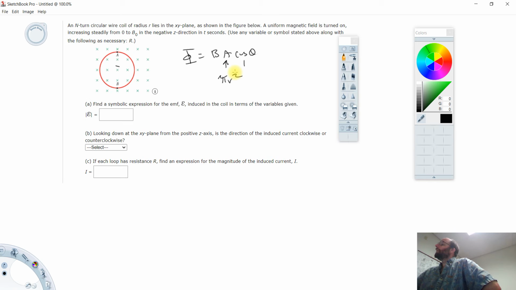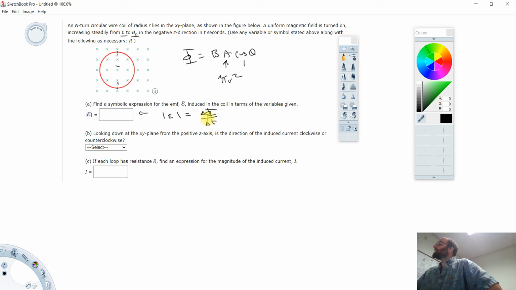Now, one thing you have to realize is that these magnetic fields are changing. The field's getting stronger. It's going from 0 to some value, right? So to answer this question, the magnitude of the induced EMF you get by Faraday's law of induction, right? It's the rate at which the magnetic flux changes. So that's going to be delta phi over delta t.